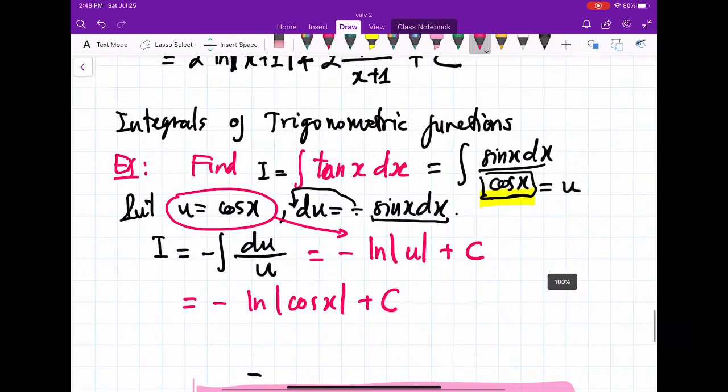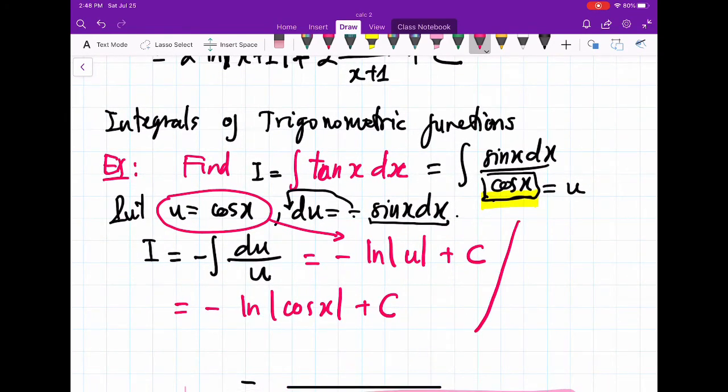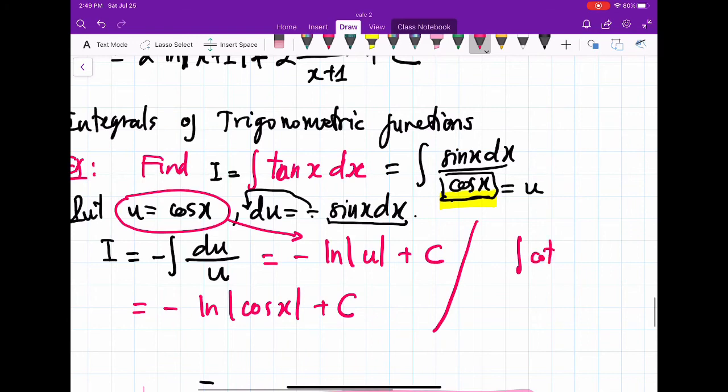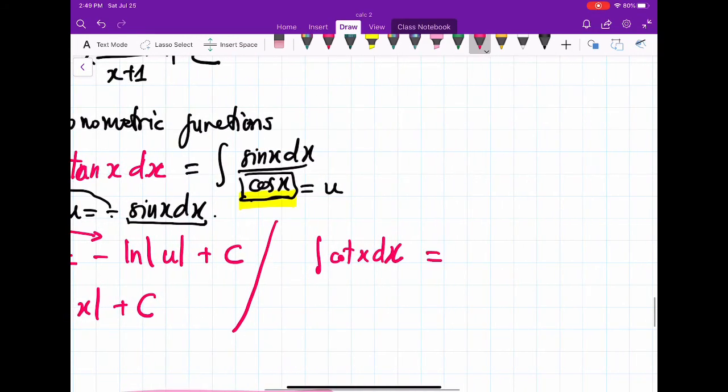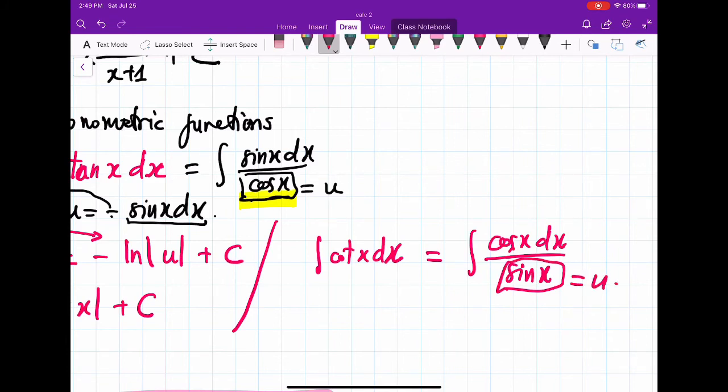If you solve the antiderivative of cotangent of x dx, it's almost the same. Because cotangent is cosine of x over sine of x. And for this integral, you put u equal to sine. You do almost the same thing, and you get what you need. Agree? So I've left that exercise for you.